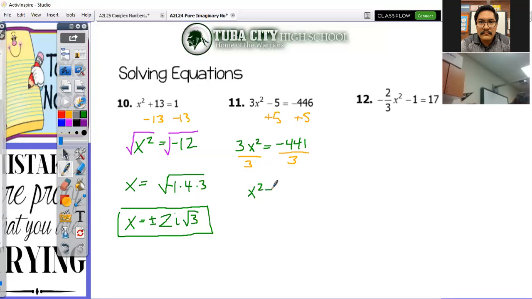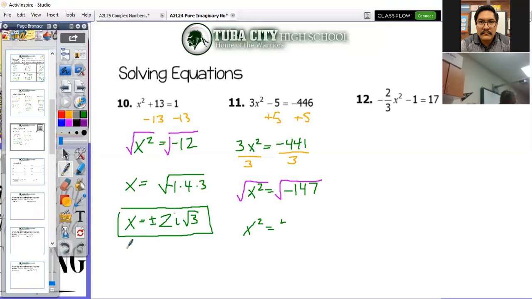X squared equals negative 147. Just divide that. All right, now it's isolated. Let's take the root of both sides. So root here, root there. X equals plus and minus, and now I need two numbers that multiply to 147. Or let's see, what can I do? Well, actually, let's go ahead and just work with only 147 for now.